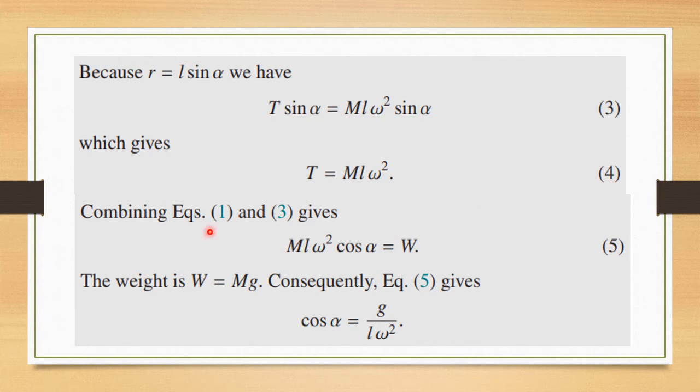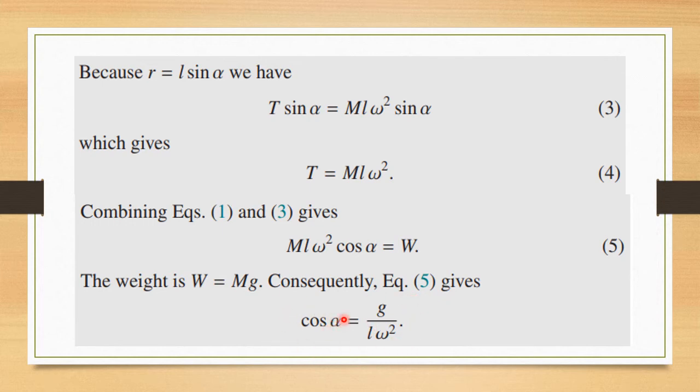Combining the vertical equation with equation 4, substituting for T, you get m L omega square cos alpha is equal to W. Since W is equal to mg, the weight of the body, when we substitute mg, m gets cancelled. We get equation 5, which we can write as cos alpha is equal to g by L omega square. This is our relation to be found out.